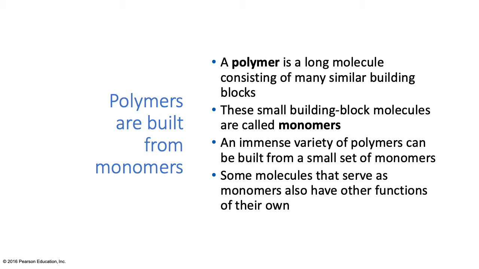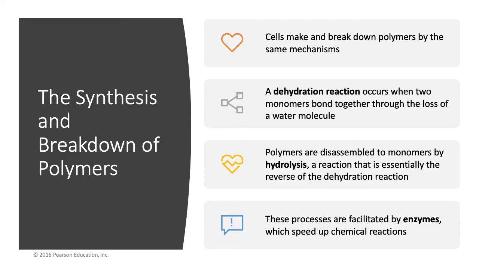Now that we've talked about proteins, carbohydrates, and nucleic acids, which are all polymers, I want to talk about how polymers are built from monomers via chemical reactions called dehydration reactions, and how they're broken back down into monomers through a reaction called hydrolysis.